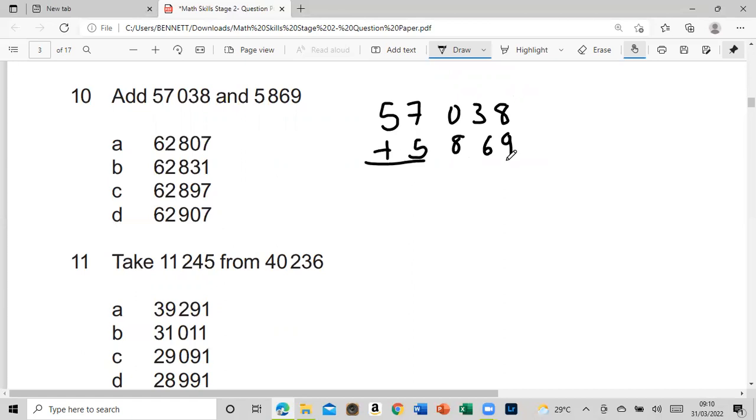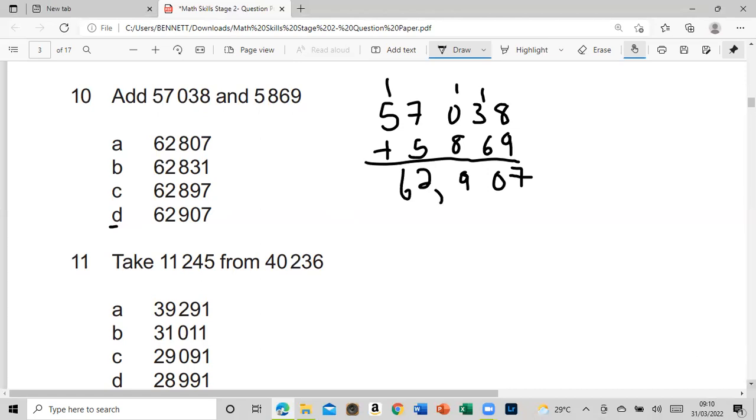Right? Numbers under numbers. 9 and 8, 17, 7 carry 1. 6 and 3, 9, plus 1, 10, carry 1. 8 and 1, 9. It can only be this, but let us continue just to see, because it is the only one that has 9 in the hundreds place. So 5 and 8, 13, 3, carry 1, and then this gives us 62,907. So we have D for our answer.